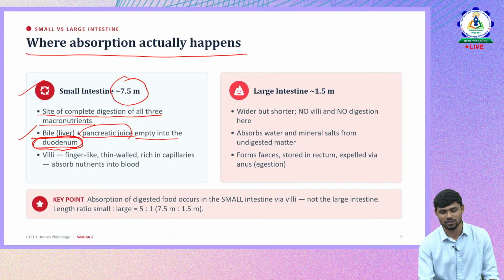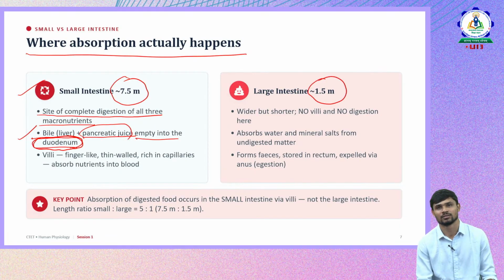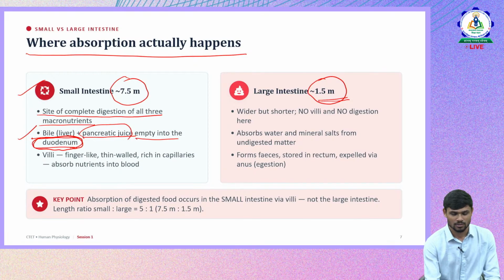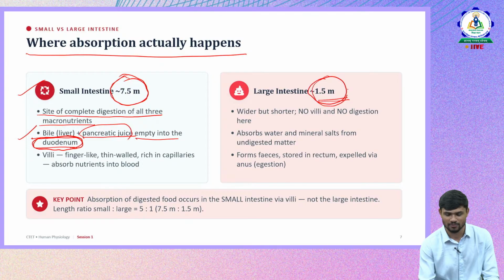Whereas next we have the large intestine. It is just 1.5 meters in length. So the small intestine is 7.5 meters and the large intestine is 1.5 meters. Which one is the small? Large intestine.